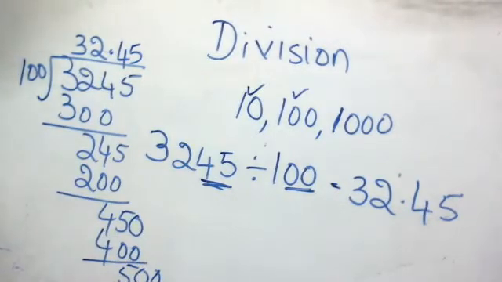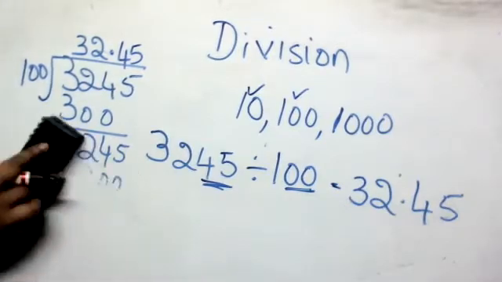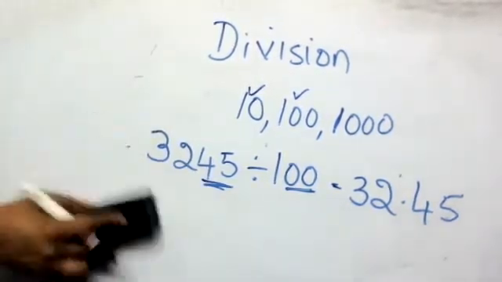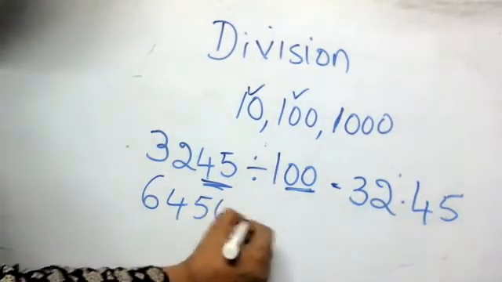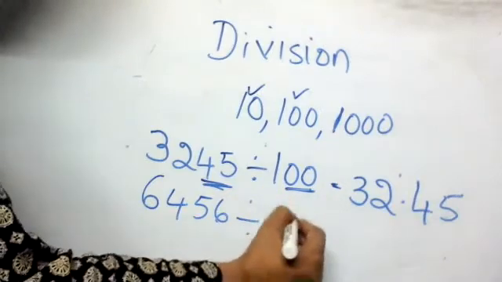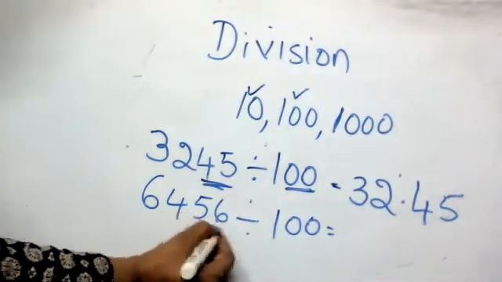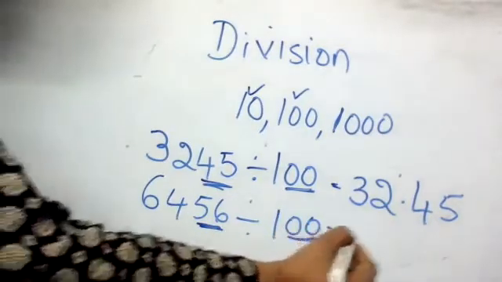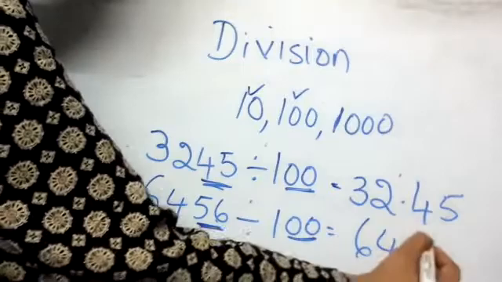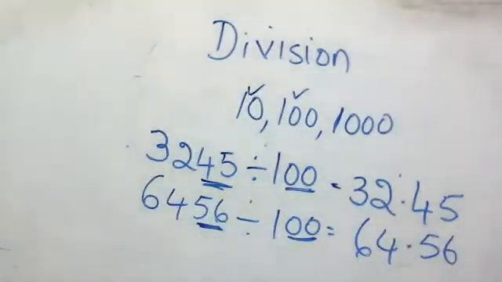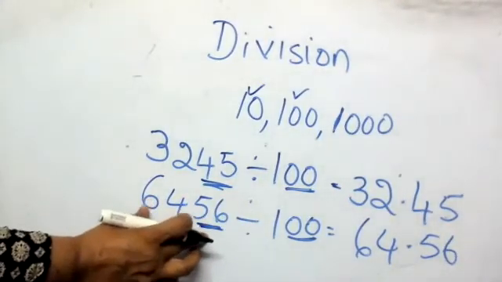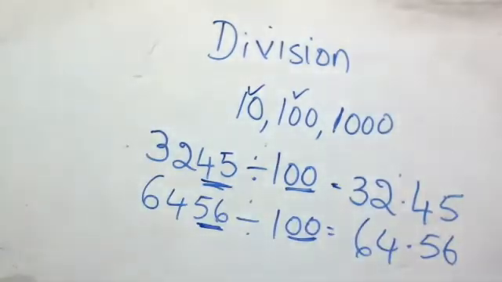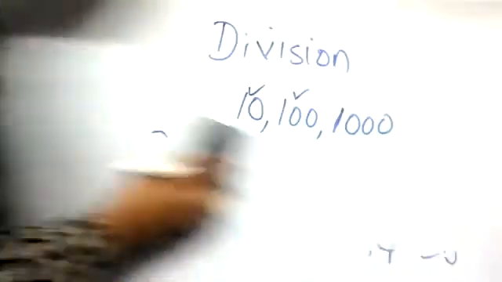Okay. So that is the long process. So instead of going for the long process, we can go through the short method. Okay. One more sum. 6456 divided by 1000 or divided by 100. So it will be 2 places. The decimal point 64.56. Okay, this is the short method because you are dividing it as the 100th part of 6456 divided by 100. Okay, third one, division by 1000.